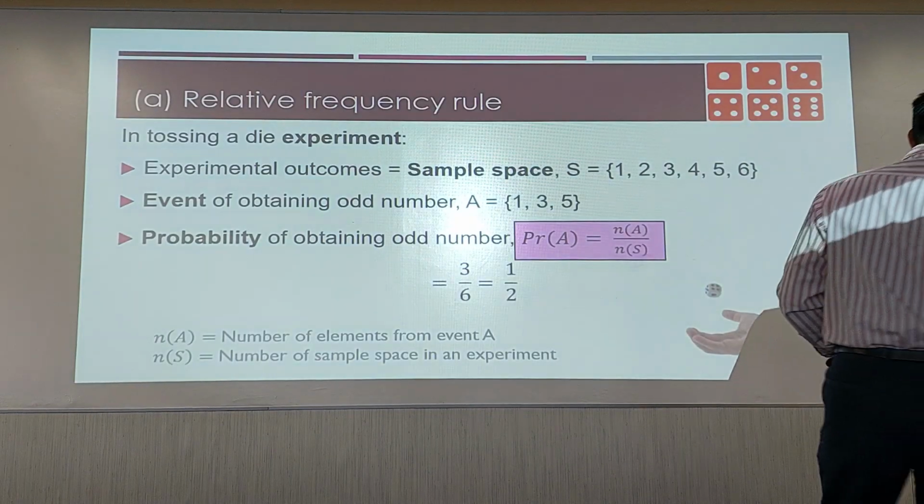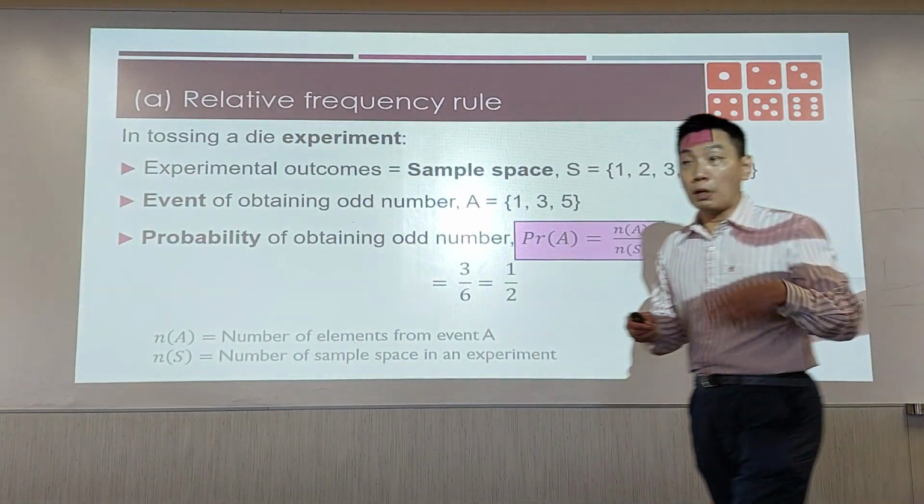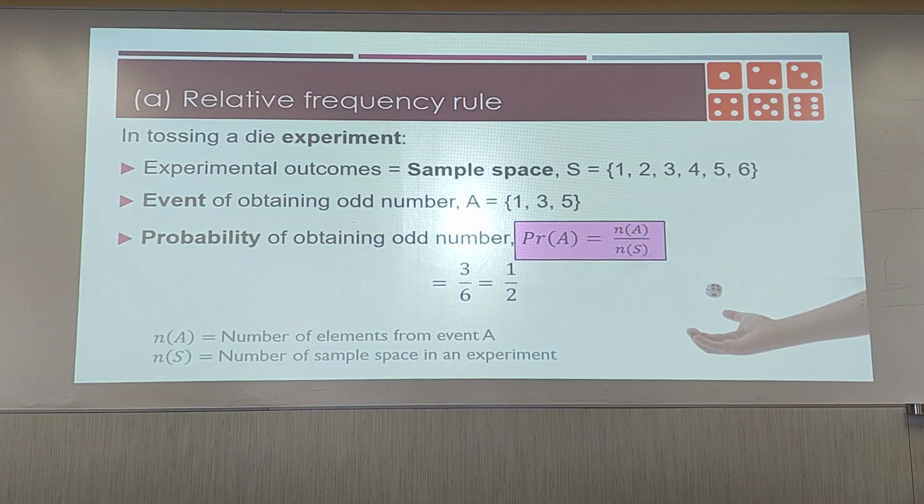And usually we use P or PR to represent probability. You can use P or PR, both can be used to represent probability. Both are accepted. This is the symbol we use to represent probability in statistics.